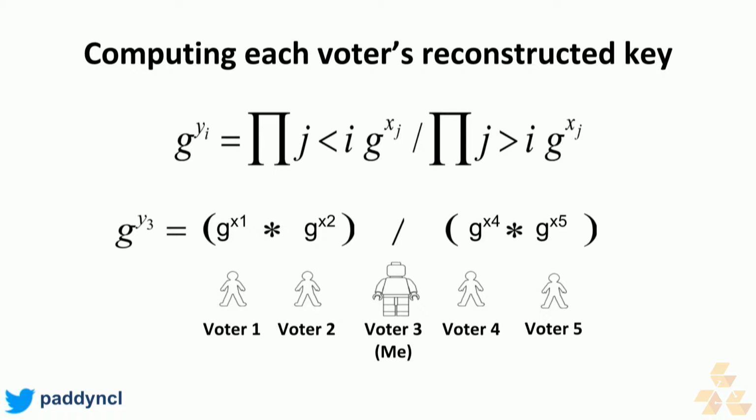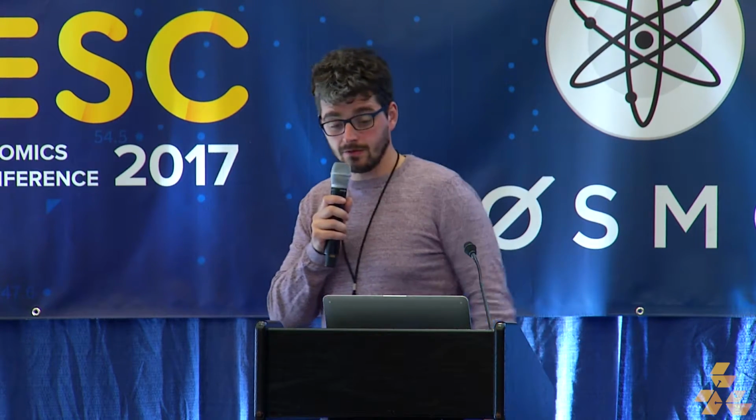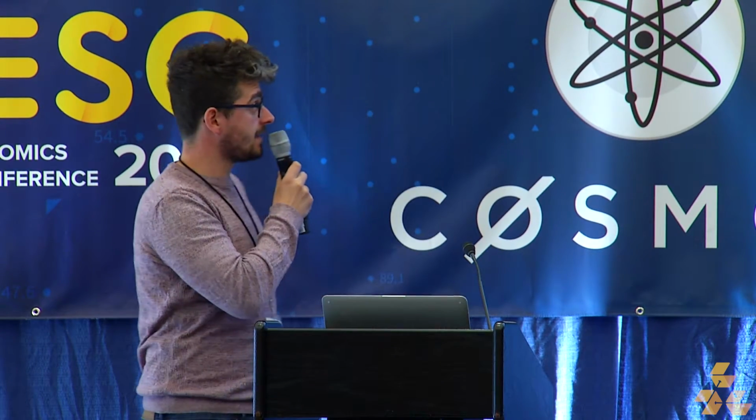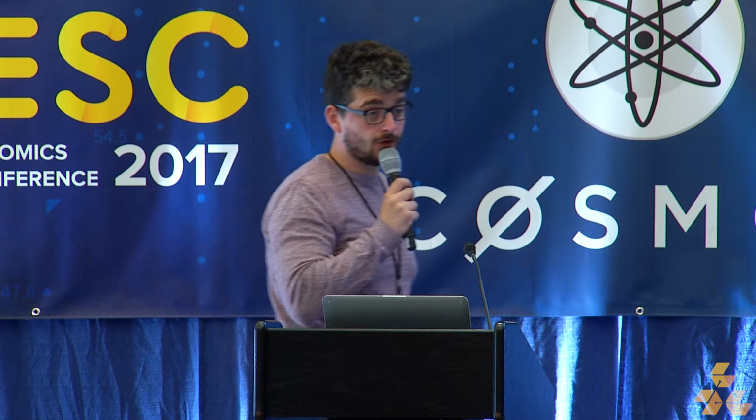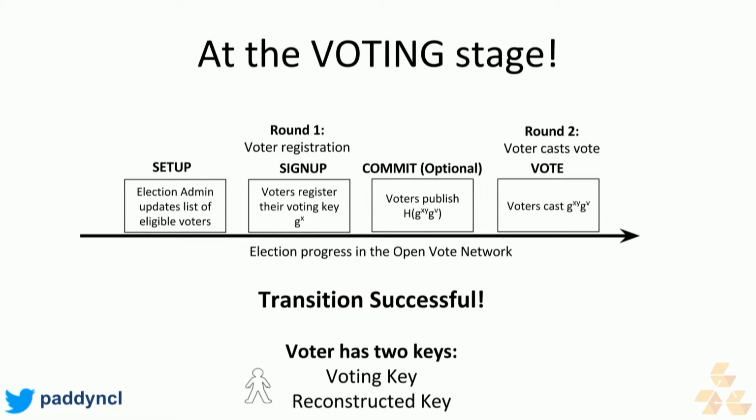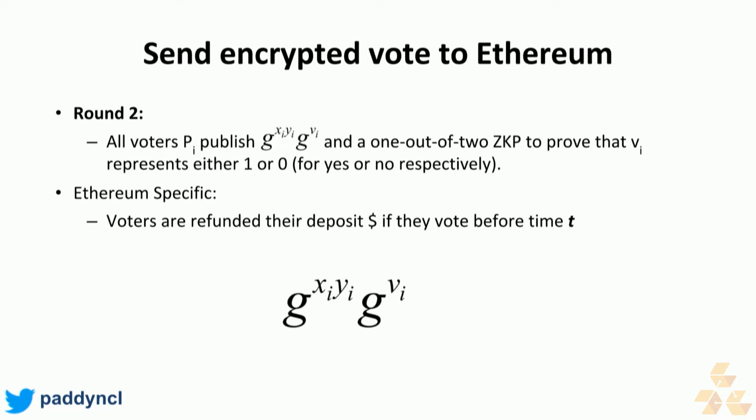So you'll notice that all these keys have some type of special form. And that's really where the magic happens later on. So now we've transitioned, and now we're at the voting stage. And every single voter has 2 keys. One is their voting key that they computed themselves on their personal device, and the other is the reconstructed key that was computed by the smart contract.